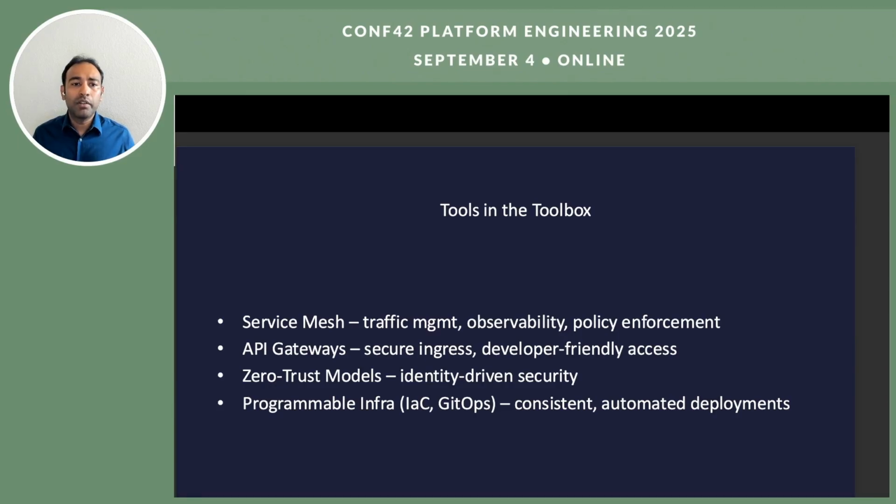There are four key tools that we will talk about today. The service mesh, which manages service-to-service communication, observability, and also policies. The next one is the API gateways. That's where the security of ingress, authentication, and developer-friendly access is needed. The next one is zero trust models, which make sure security is identity-driven and continuous. And finally, programmable infrastructure, things like infrastructure as code and GitOps, which allow us to consistently deploy and manage across environments, right?